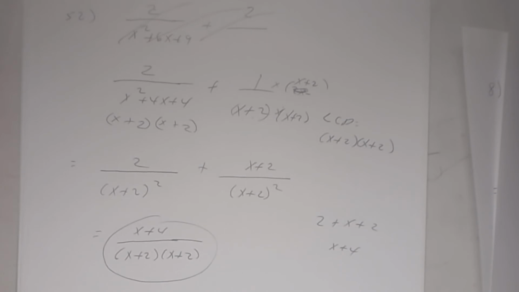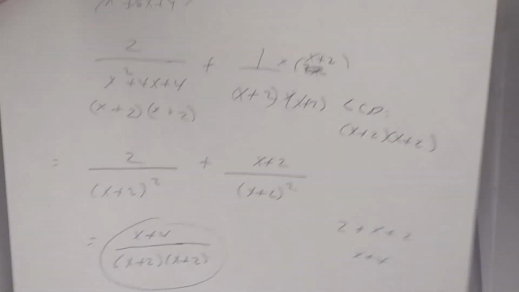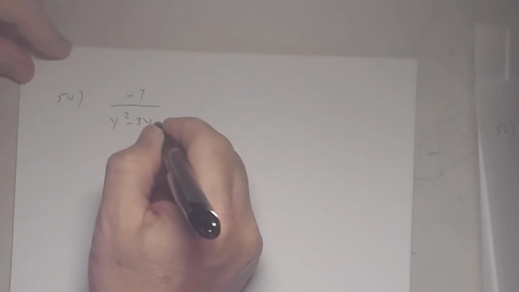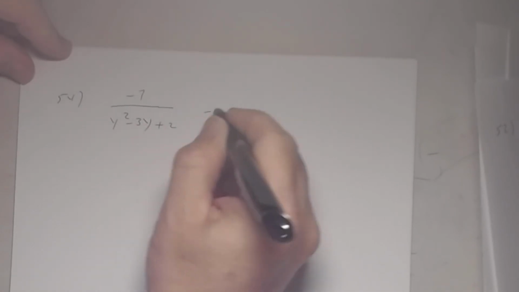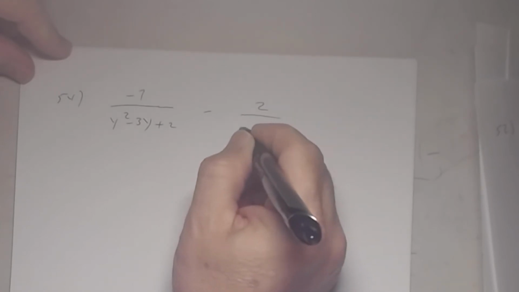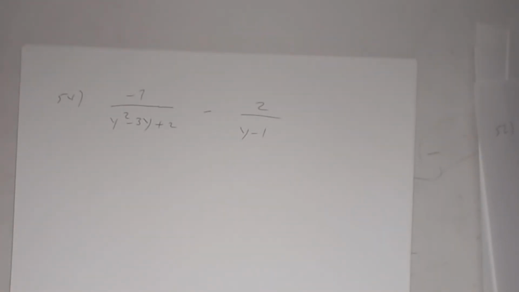All right, let's do 54. You have negative 7 divided by y squared minus 3y plus 2, minus 2 divided by y minus 1. Alrighty then.